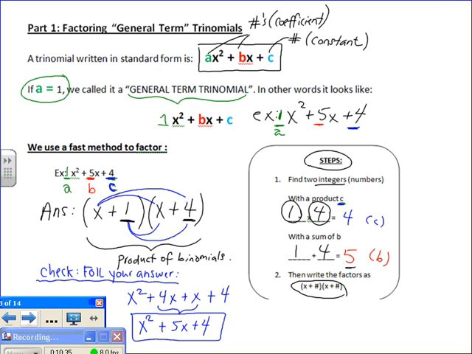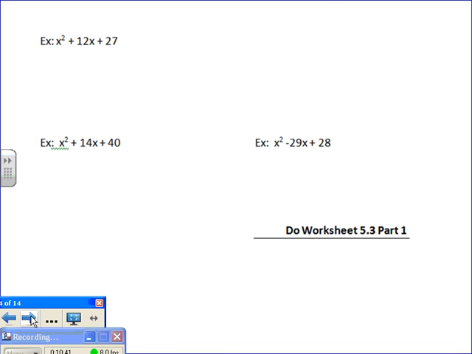Okay, so let's go ahead and try some more examples, and then you can try some on your own. Here's a few more. Let's do the next one. Again, remember, it's a good idea to go ahead and label. There's my middle term, b, and here's my last term, my constant c. I am looking for two numbers that multiply to give me my last term, 27, and add to give me my middle term of 12. So they multiply to give us c and add to give us b.